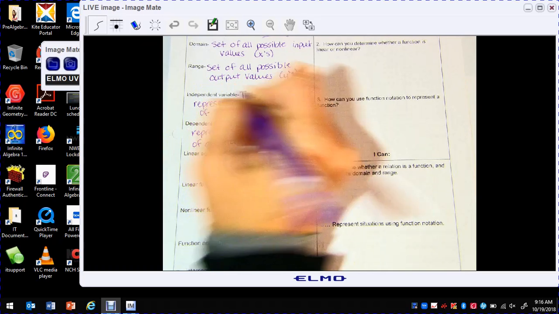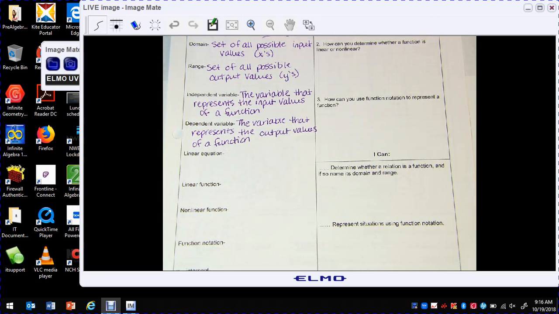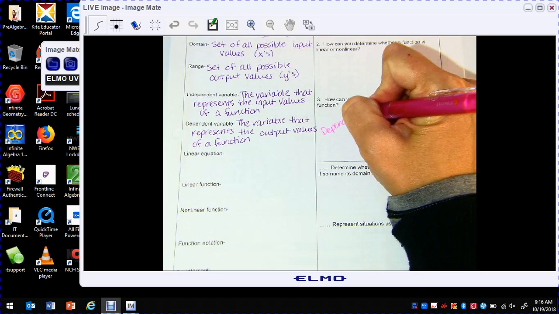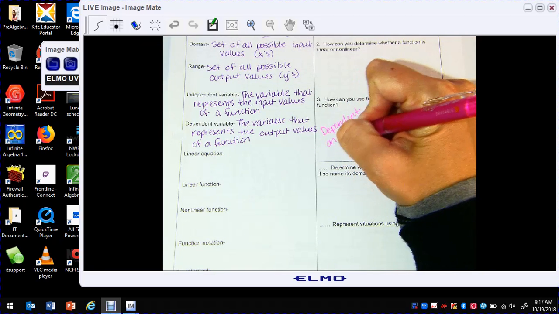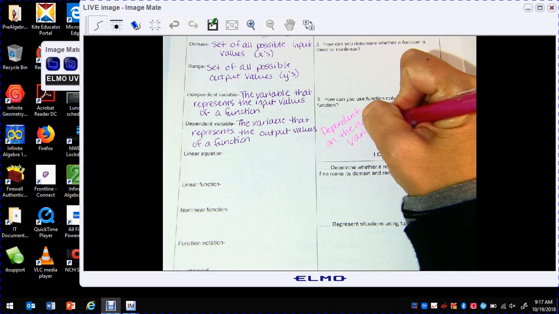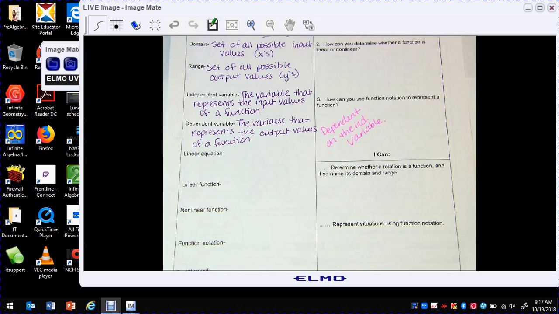Okay, and a thing to remember is that the dependent variable is dependent. It is dependent on the independent variable. I'm just abbreviating independent there, okay? So the independent variable is something you plug in, and based on that is what your dependent variable ends up being.